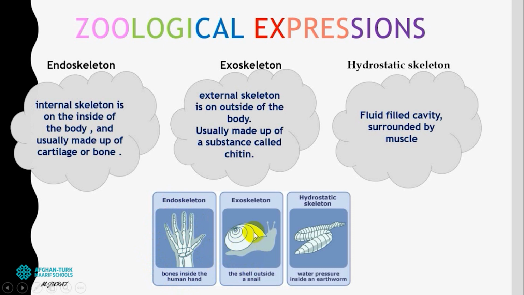Exoskeleton is the outer skeleton, like the outer shell of some animals such as snails, or insects, and it's usually made up of chitin. And hydrostatic skeleton is a water pressure skeleton. Inside some worms, for example, there is water or fluid which is surrounding all their muscles, giving them a particular shape and supporting their internal muscles.